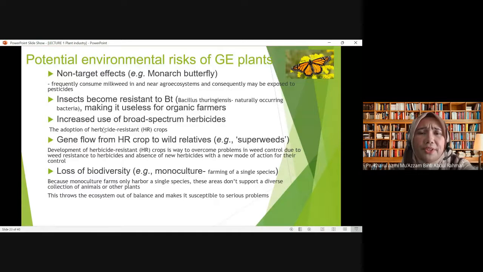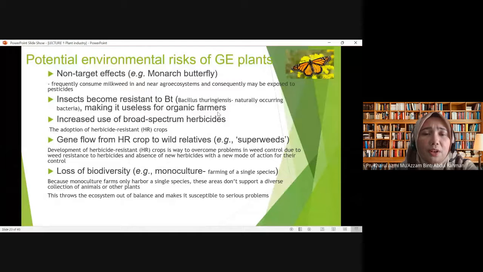And then it can increase use of broad spectrum herbicide. Sebabnya kalau guna herbicide dalam kuantiti yang banyak, herbicide ni untuk pokok ataupun weed ni. Kalau weed lain, dia akan guna herbicide lain juga. So banyak jugalah penggunaan herbicide ni sebab one herbicide is only focused for one species of weed. So banyak herbicide yang terpaksa digunakan untuk control the weed.